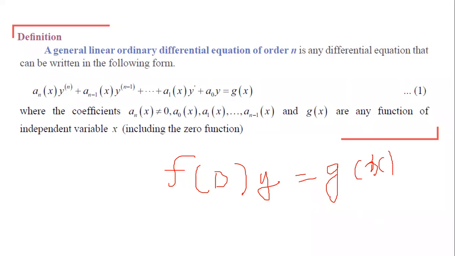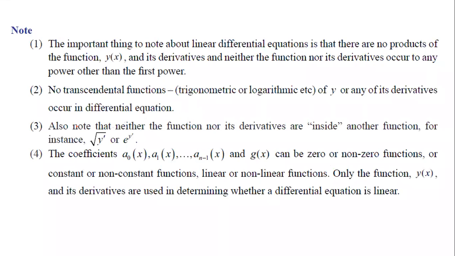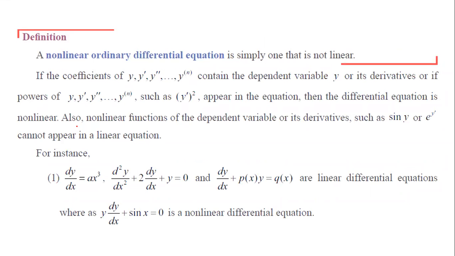When g of x is 0, then it is homogeneous. When g of x is a function of x, it may be algebraic or trigonometric or logarithmic, whatever it may be, then it is a non-homogeneous equation. So what are the types? A few types are there for the non-homogeneous equation. Let me see what the non-linear ones are.